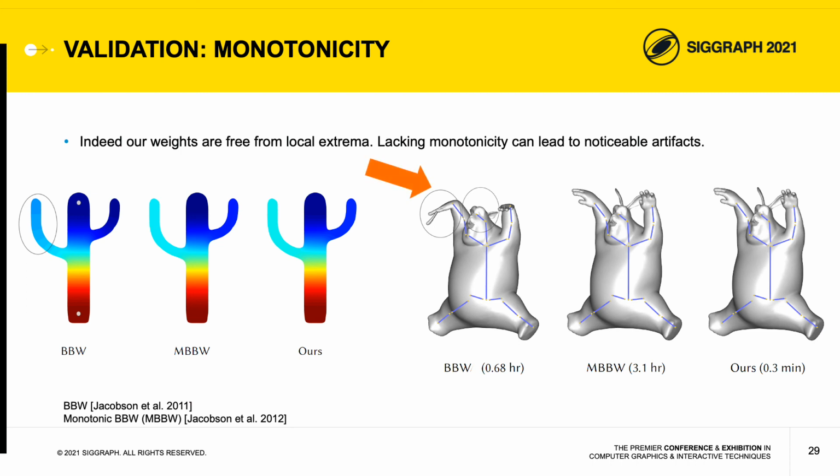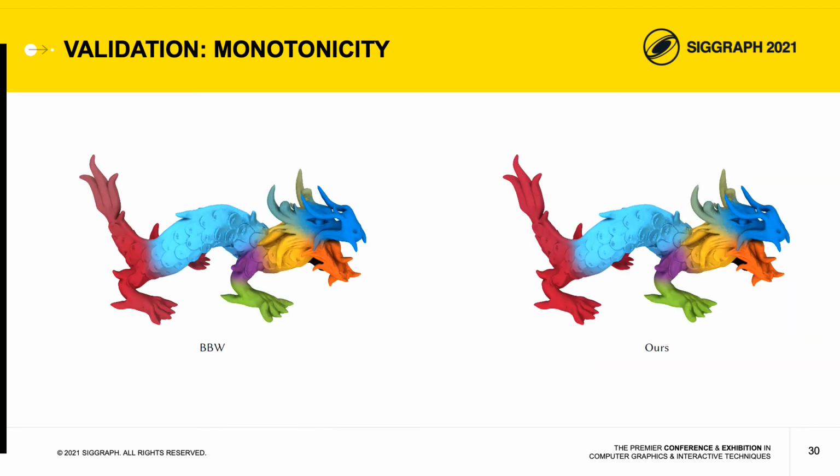The BBW weights of this Barnes arm are not exactly one at the hand, so transforming the shoulder affects the hand, leading to noticeable artifacts. This is not the case for monotonic BBW and also for our weights. Here's another example. The weights are used to blend colors on the domain. BBW without monotonicity has a local extremum at the tail, which is not the case for our method.